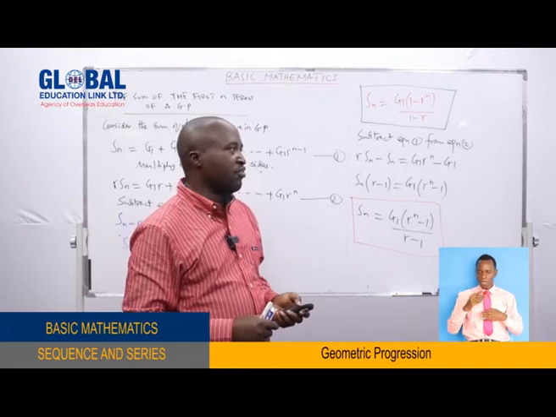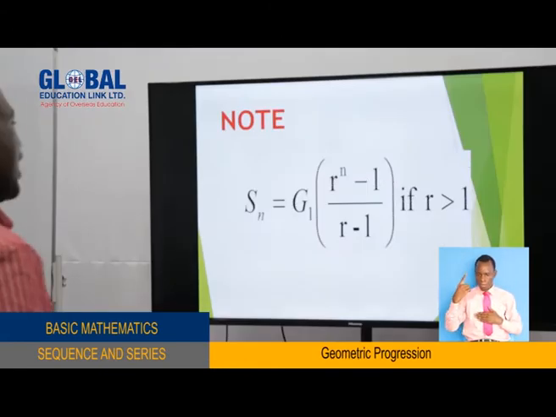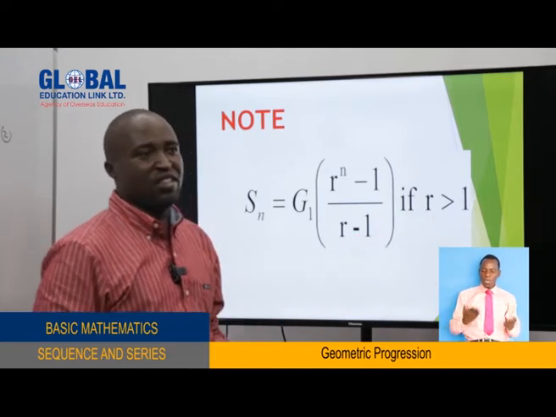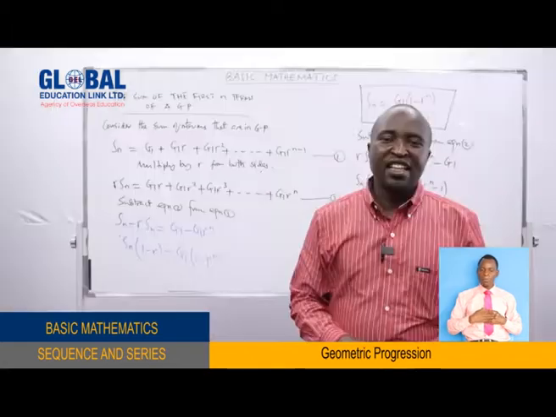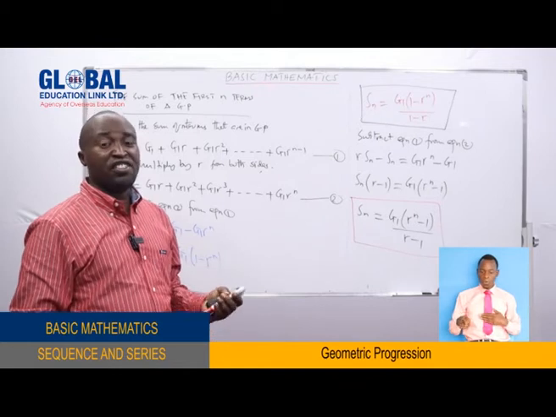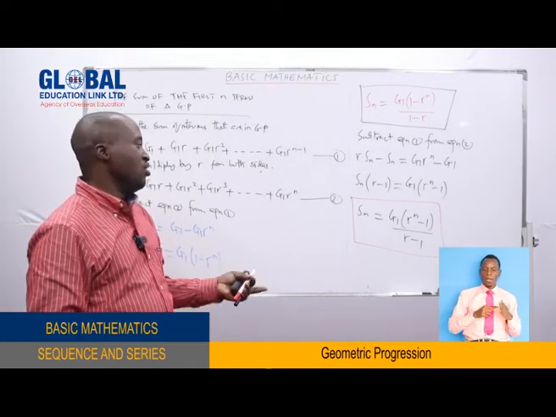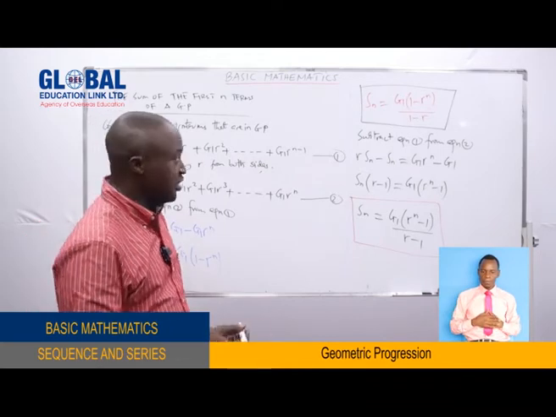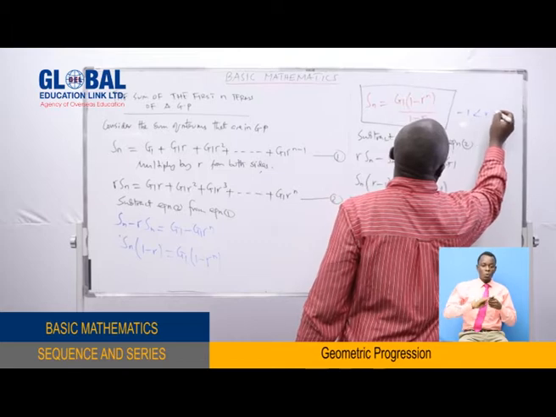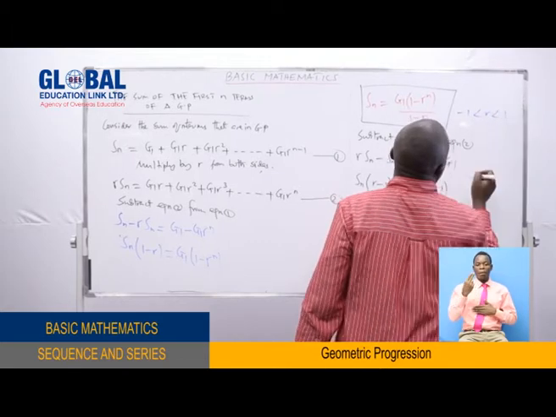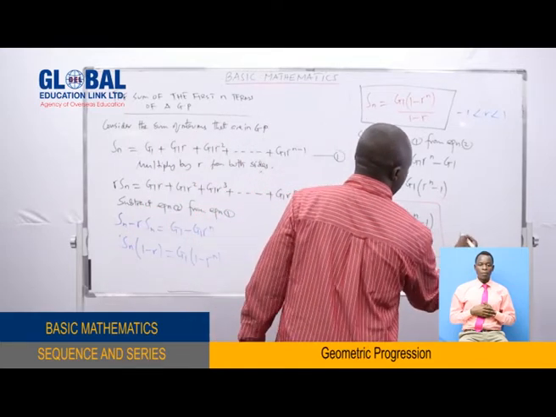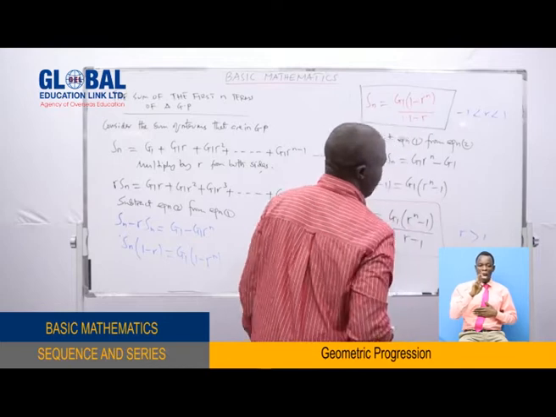But for the second formula, that is when r is greater than 1. So in this case, r is greater than 1. Now you can see the differences between the two formulas: where to use the first formula, and where to apply the second formula. For the first case, r should be between -1 to +1. But for the second formula, r should be greater than 1.